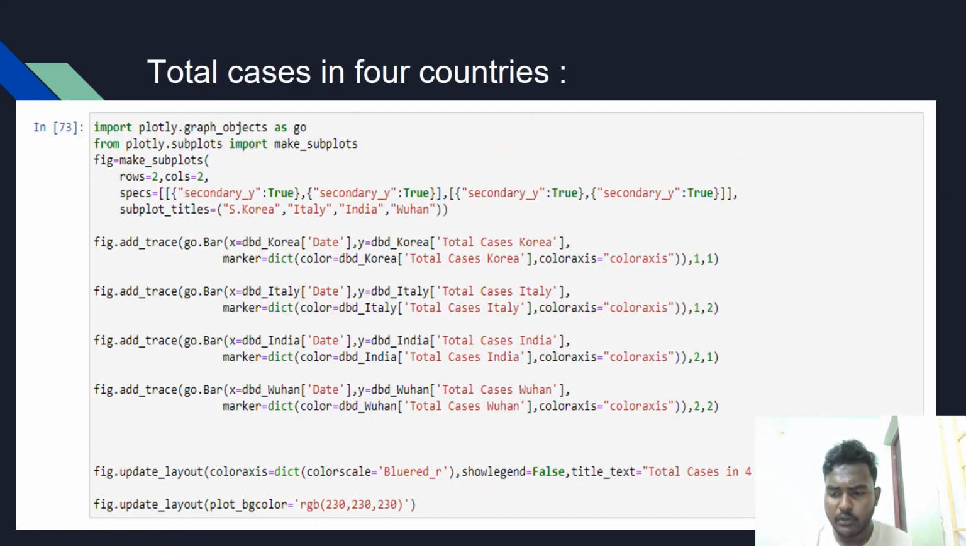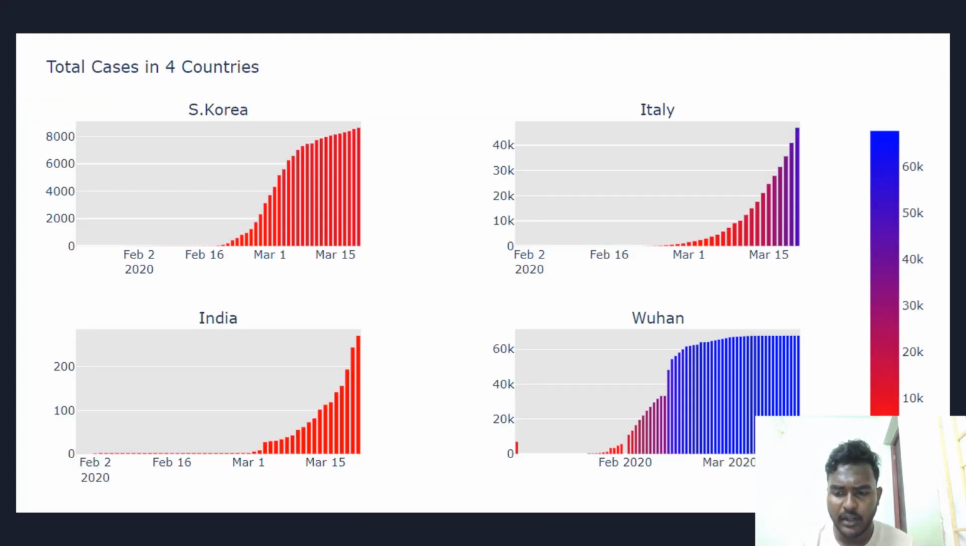And this is the Python code to plot the graphs of day-wise changes in confirmed cases in 4 countries. And these are the graphs of 4 countries.